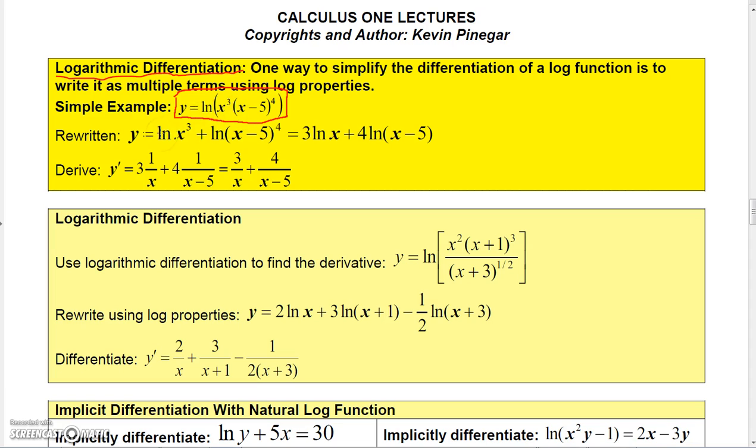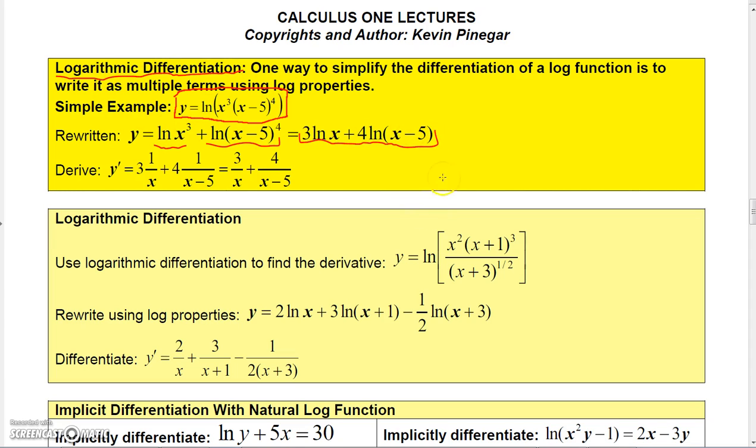remember, you can write this as the natural log of x cubed plus the natural log of x minus 5 to the fourth using your sum rule for log properties, and then the power rule, you can bring the power down, so this would be 3 natural log of x for the first term and 4 times natural log of x minus 5 for the last term.